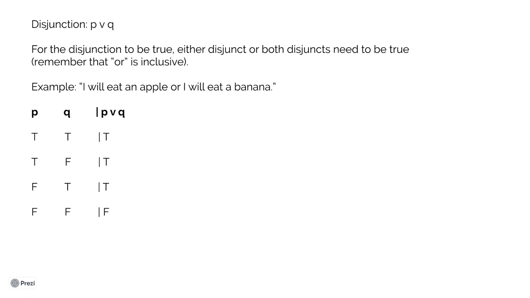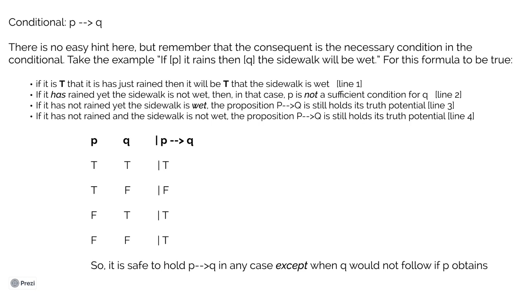The conditional is a little trickier. There is no easy hint here, but remember that the consequent is the necessary condition in a conditional. Take, for example, the conditional, if it rains, then the sidewalk will be wet. If it is true it has just rained, then it will be true that the sidewalk is still wet. If it has rained yet the sidewalk is not wet, in this case, P is not a sufficient condition for Q. In this case, there might be something wrong with our proposition. For example, it might be the case that the sidewalk is enclosed, and in that case, it would not necessarily follow that if it rains, the sidewalk will be wet.